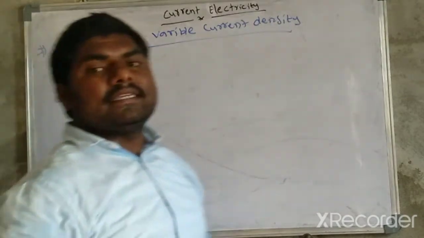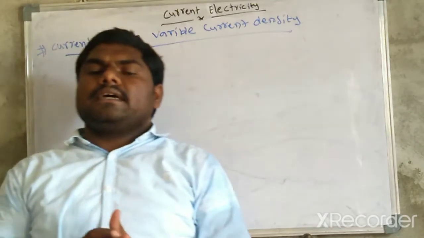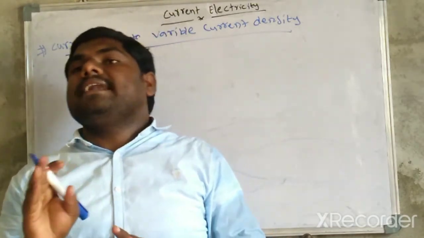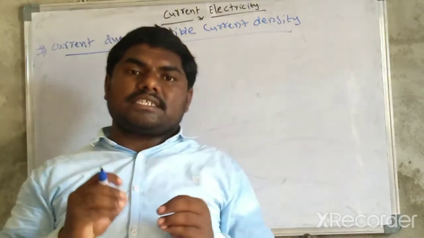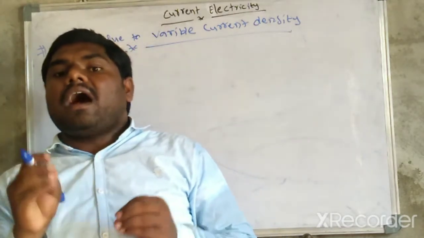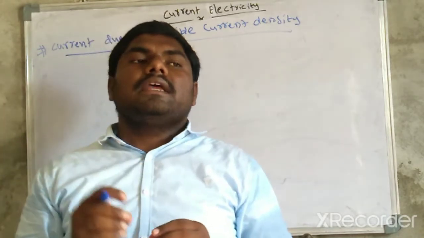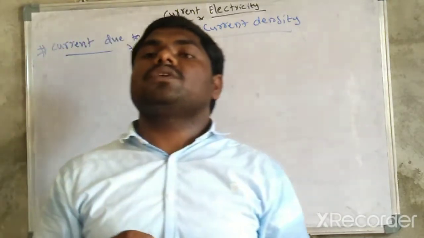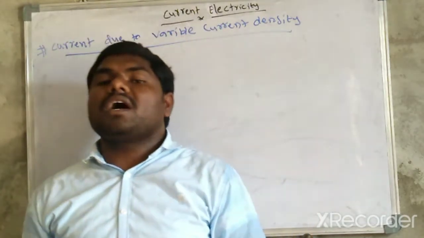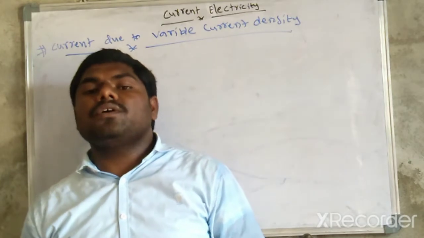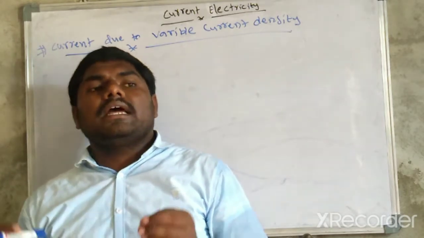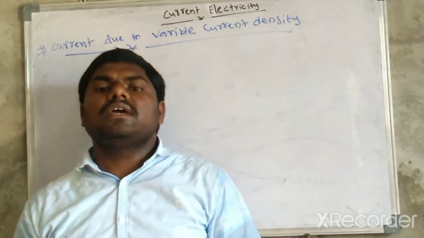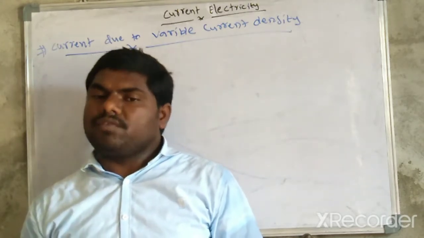Variable current density. In a conductor, if the current density is denoted by the letter J bar, as we already know, and it passes through a cross sectional area S bar of the conductor, then the current density is given as J bar is equal to I by S bar into S cap. So the current I is equal to J bar dot S bar is equal to J S cos theta. Already we know this one.